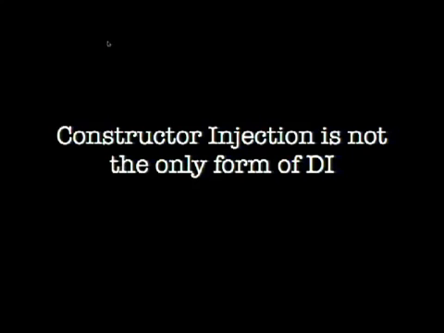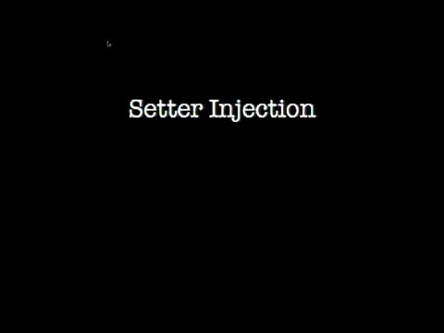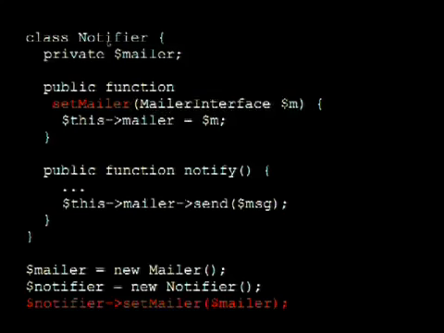Constructor injection is not the only form of dependency injection. It's the most common, and it's certainly by far the most common that we use in Drupal, but there are some other forms. Another common form is setter injection. So with setter injection, rather than injecting things in the constructor, here we have a setter method, setMailer, that again accepts anything that implements the mailer interface. And so your calling code, after instantiating the object, will need to call the setMailer method and pass in the dependency.